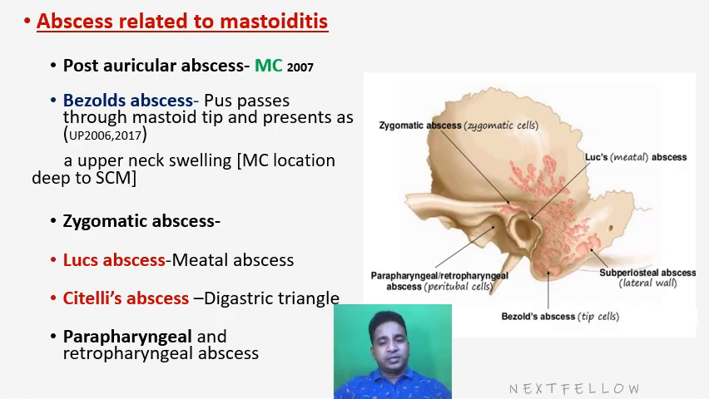Now, let's look about the abscesses which are related to the mastoiditis. So this is a diagram. Suppose this is my external auditory canal. This is my external auditory canal, and this bone is a tympanic bone, which I'm marking in the red. This is my tympanic bone. This seems to be the one above. This seems to be my zygomatic bone. Zygomatic bone is this. So there are multiple abscesses.